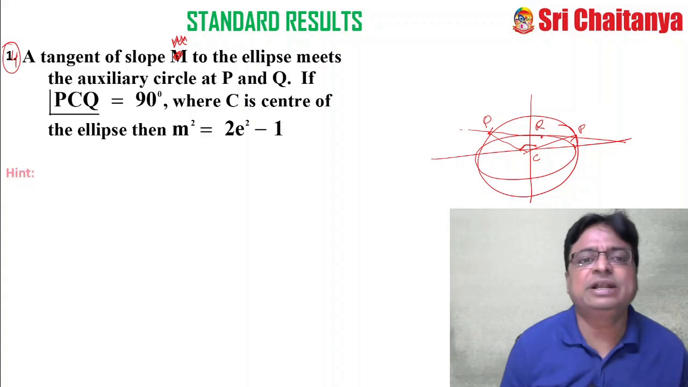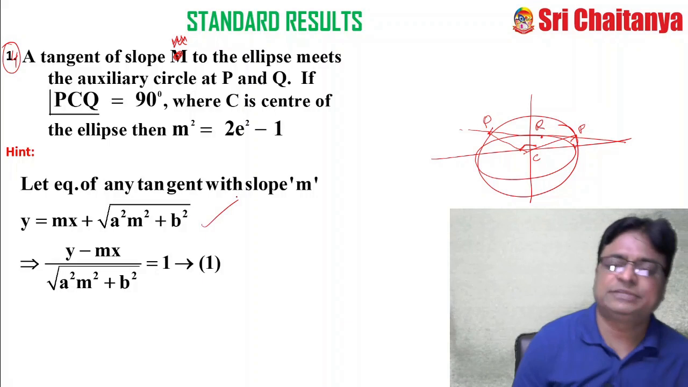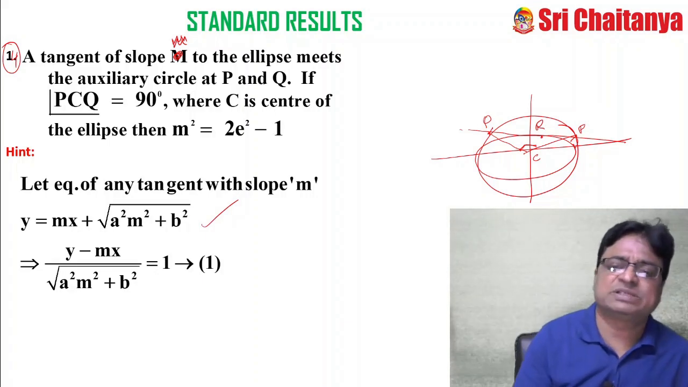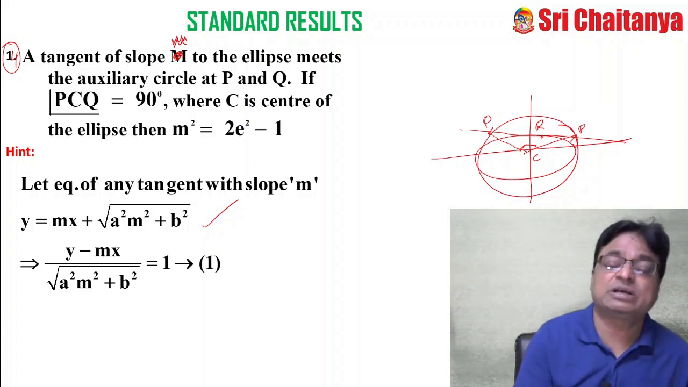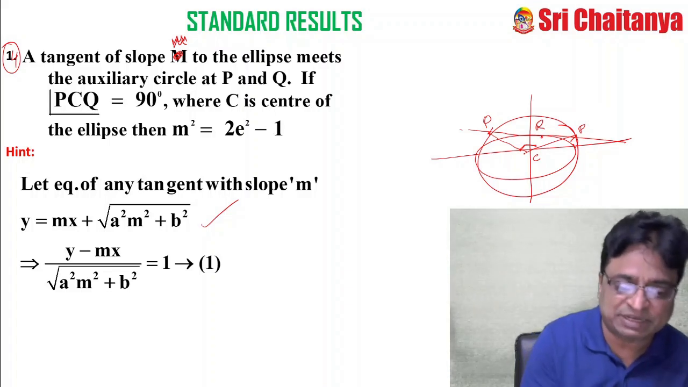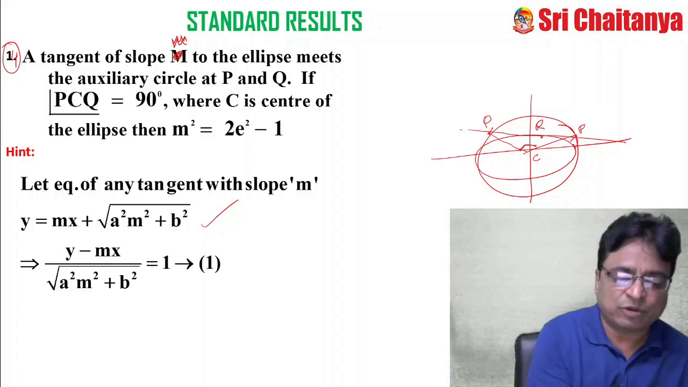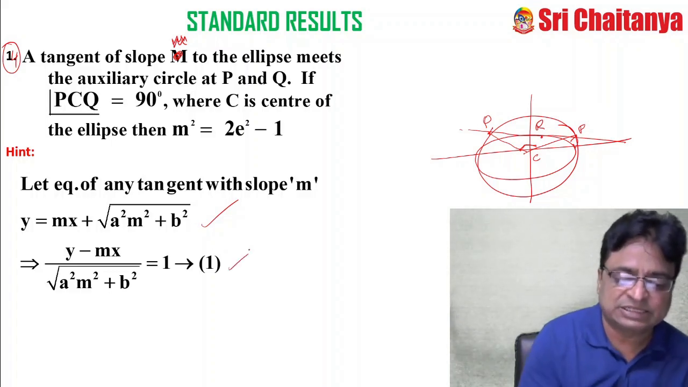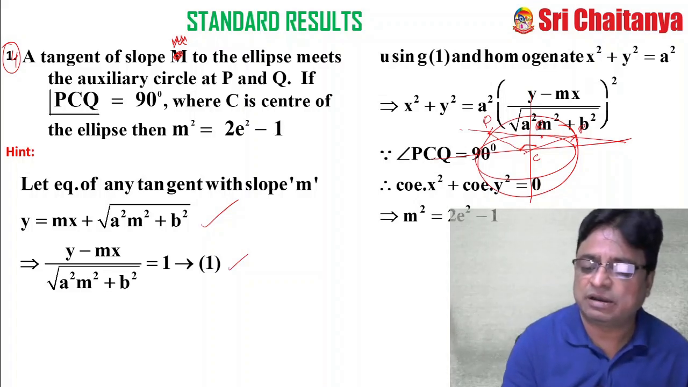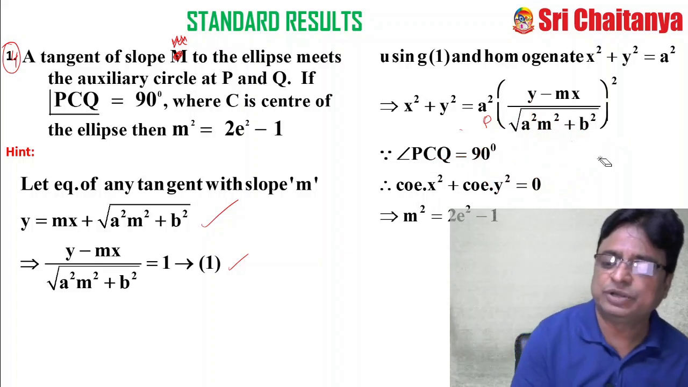Okay, see the hint here, very simple one. I have taken the equation of any tangent in slope form, or you can apply x by a cos theta plus y by b sin theta equal to 1 also. But from the homogenization point of view, the slope form is very easy. So now I have written the equation like this. Now you know it very well, my auxiliary circle is x square plus y square is equal to a square.